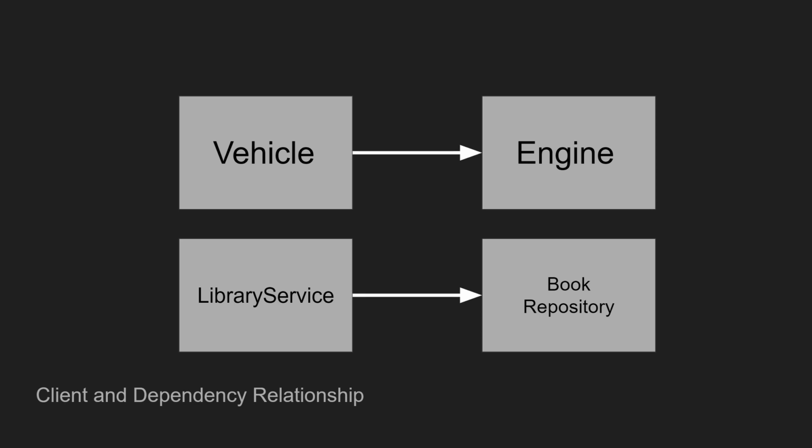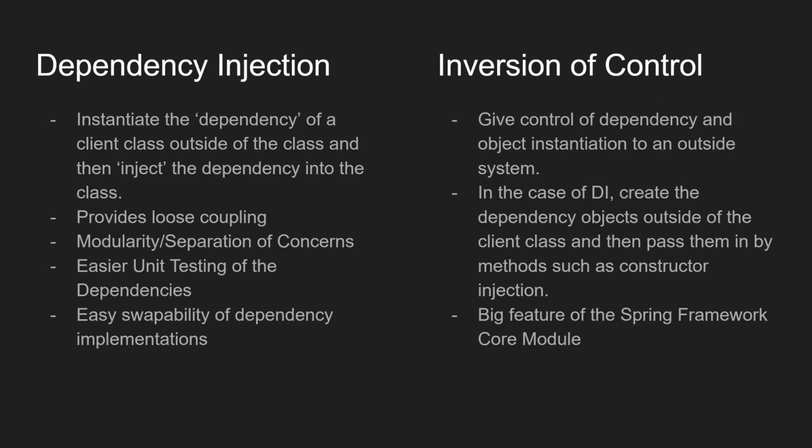With that in mind, we can now look at what dependency injection is and inversion of control. You're going to see some examples in a second of what you would normally do without dependency injection, and then I'm going to explain to you how to do dependency injection yourself without the Spring framework. But dependency injection, as a simple way of explaining it, is where you instantiate the dependency of a client class outside of the class and then inject the dependency into the class.